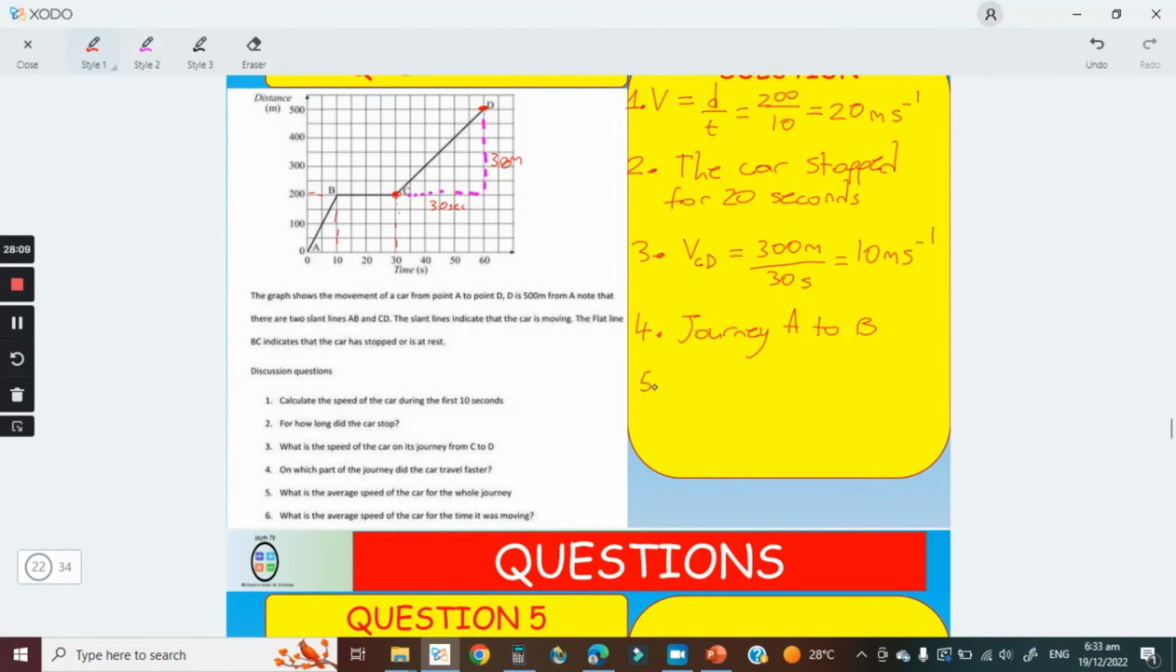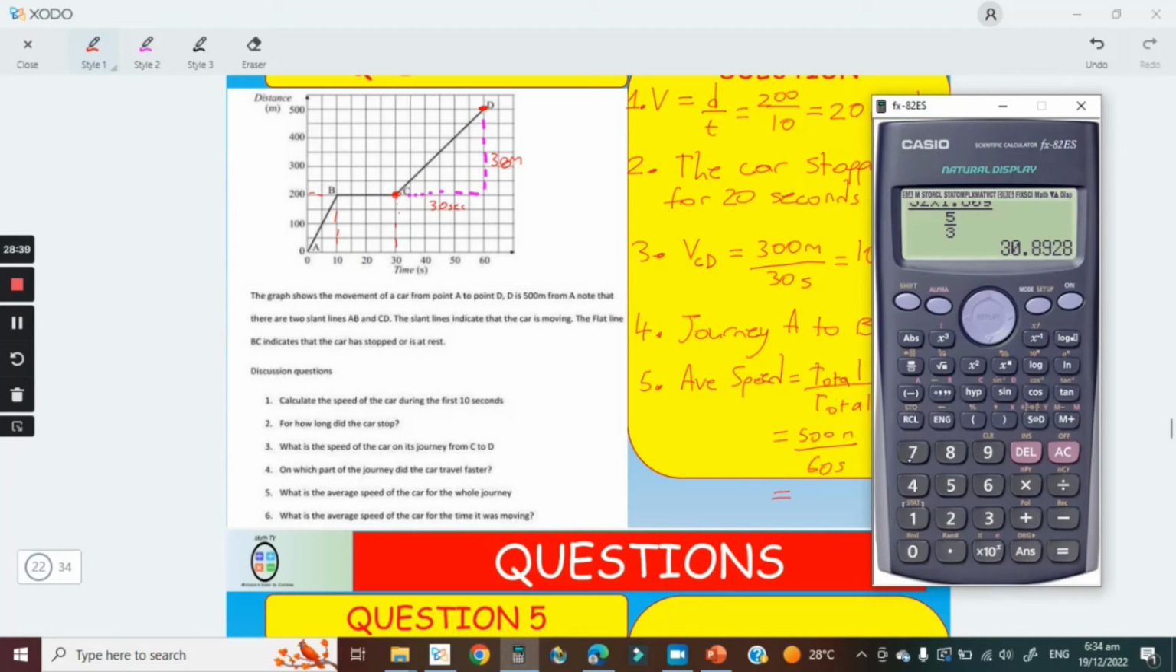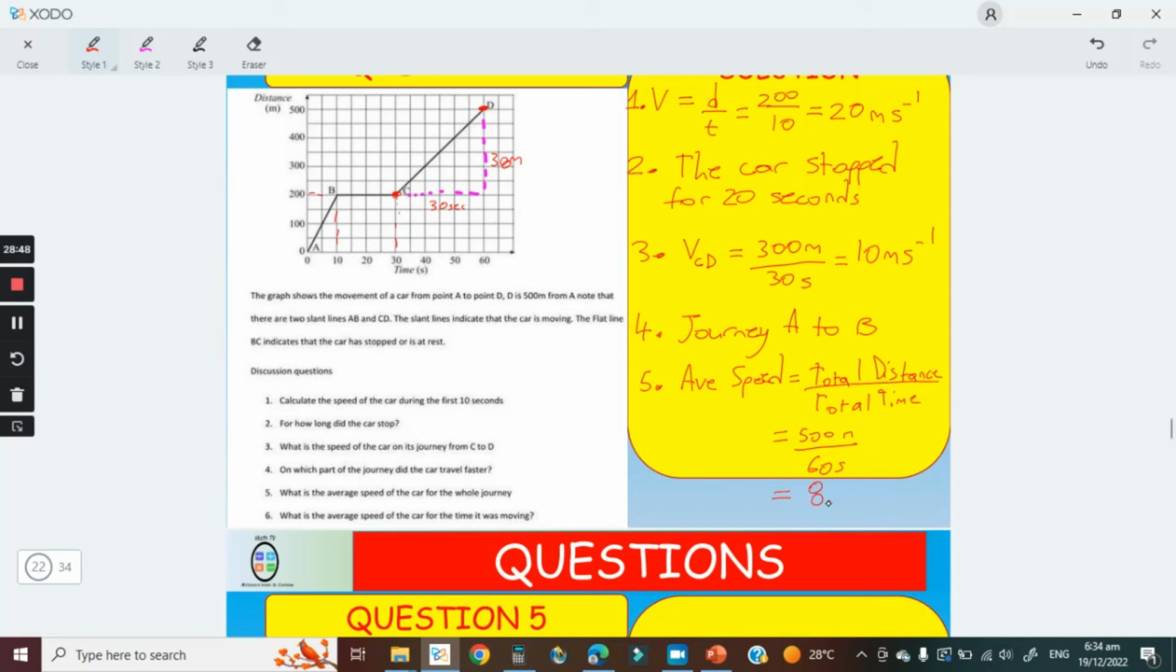So for the whole journey, how do we find average speed? Always remember this, average speed, average. So it's equal to total distance divided by total time. Average speed is total distance divided by total time. So in this case now, the total distance is, it traveled 500 meters in total, and the time it took to do it was 60 seconds. So we'll do that. 500 divided by 60, which is 8.33 meters per second. So the average speed is 8.33 meters per second.